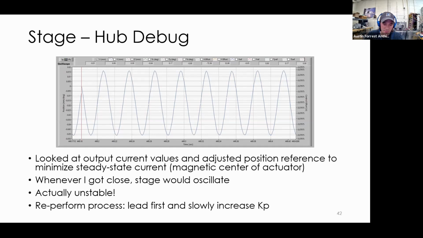So I redid that process of starting with the lead, increasing phase margin, sweeping through KPs, and then as soon as I got something stable, marginally stable, I measured the return ratio, the plant, and then was able to, from there, know what I was doing to pick the controller values to get good performance.